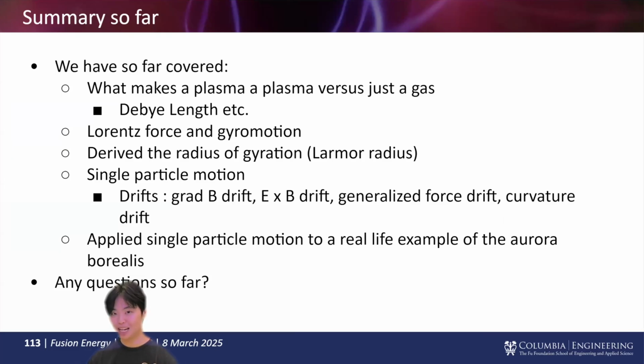We covered what makes plasma plasma versus just a very hot gas. We covered the Lorentz force and gyro motion. We derived how to get the radius of gyration, which is called the Larmor radius. We talked about single particle motion, especially drifts. We talked about the four general drifts that we tend to look at, which is the grad B drift, the E cross B drift, generalized force drift, and the curvature drift.